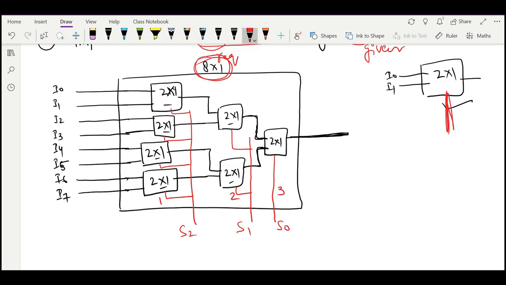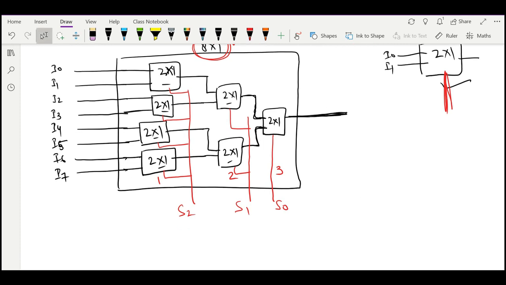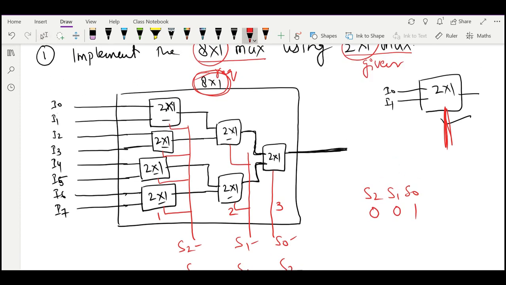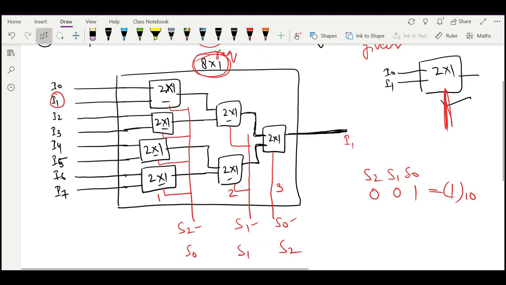Now let's see whether we have named them correctly or not. Maybe S2, S1, S0 is not correct and S0, S1, S2 is correct. So let's see if we have named them S2, S1, S0, whether this will work or not. Suppose S2, S1, S0 is 001. If we give 001, which is 1 in decimal, then I1 should be the output at the final output line. So I am writing 001 here.